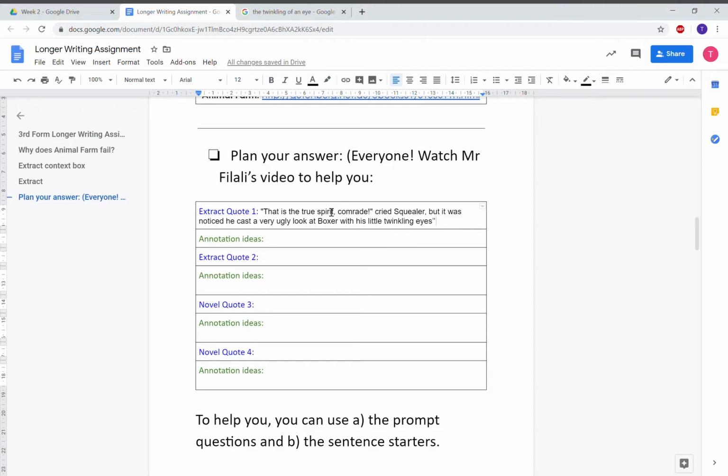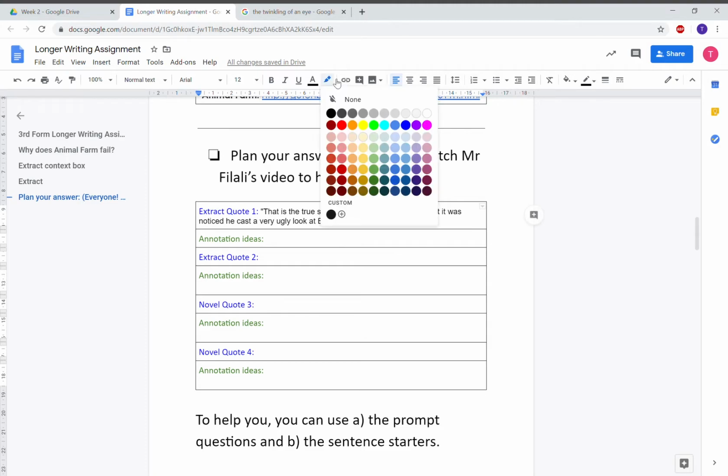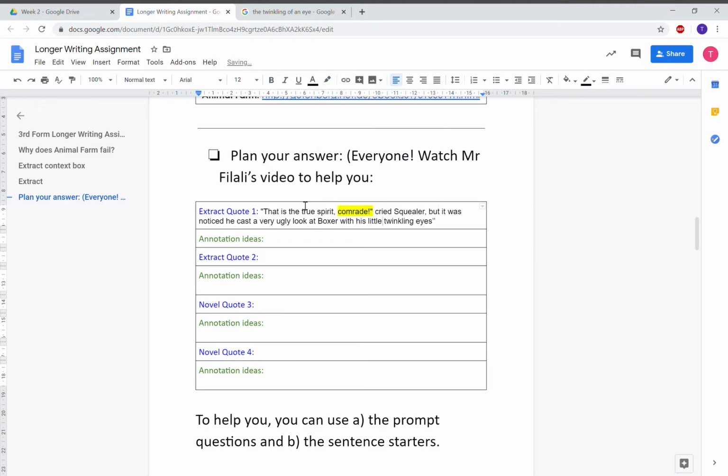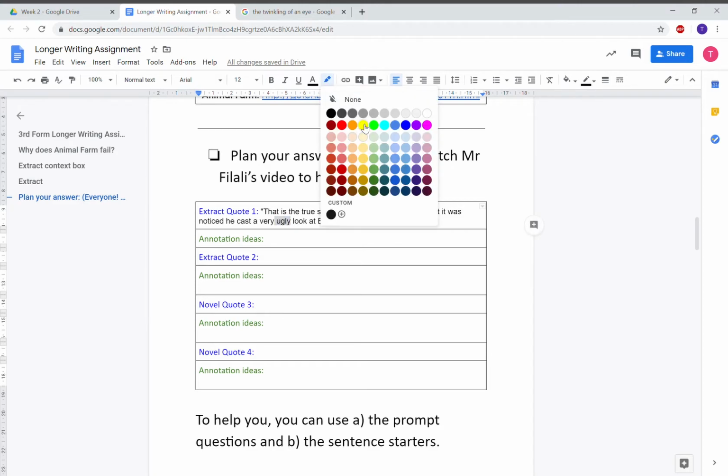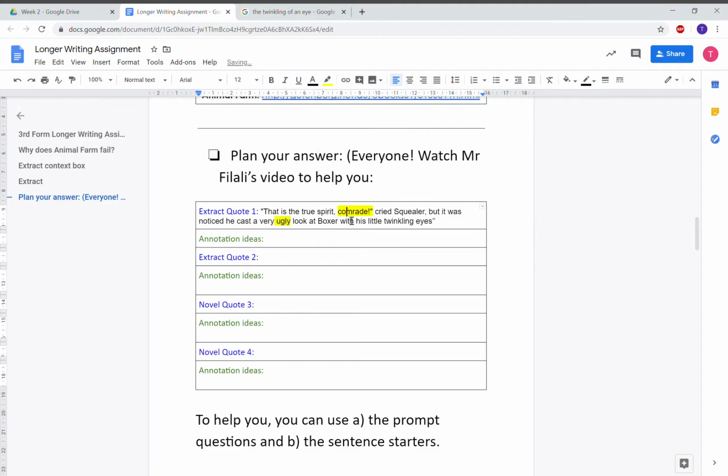What I want to do now to annotate it is I want to highlight the keywords I'm going to zoom in on, okay? I'm going to zoom in on the word comrade. So the first thing I'm going to do is I'm going to click there on the little marker. I'm going to highlight it in yellow. I'm going to highlight the word ugly because he gives Boxer an ugly look, and we'll explain that in a bit of detail in a moment.